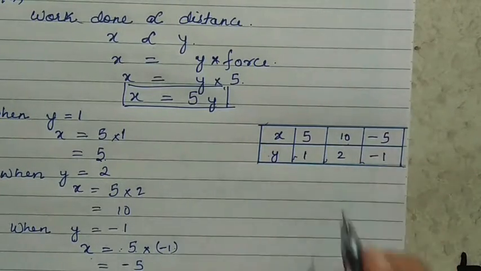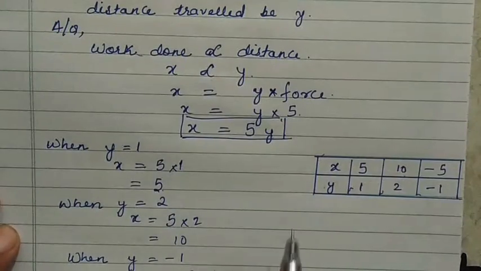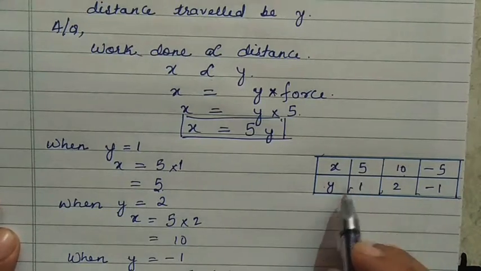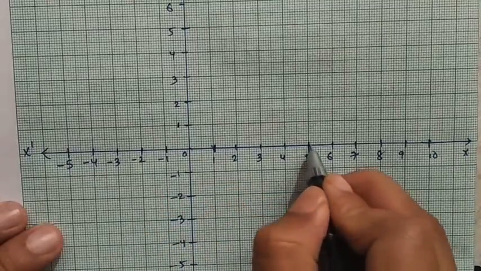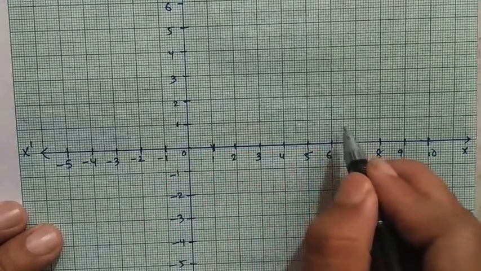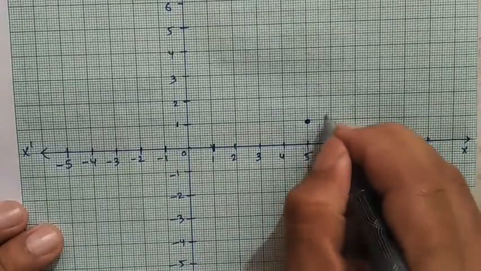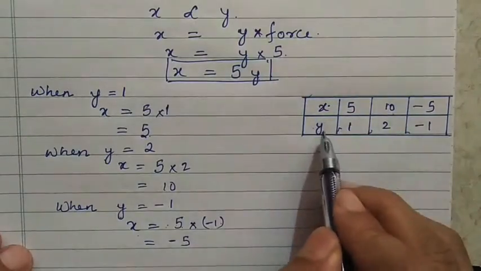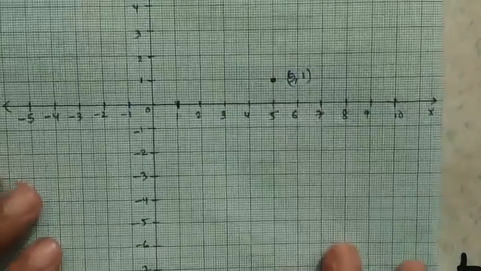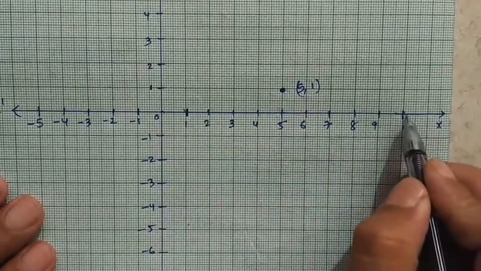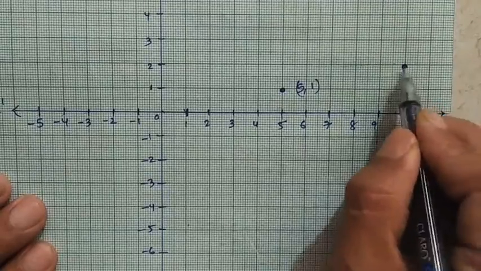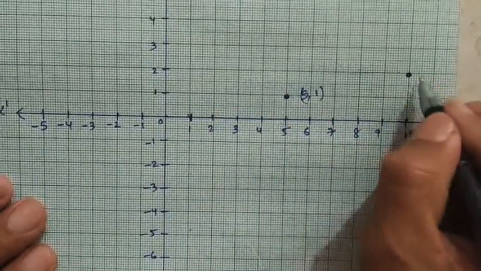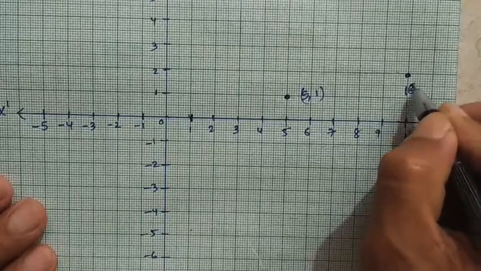So using these points we will plot the graph. On the graph, when x is equal to 5, y is 1. We are meeting this point. When x is 10, y is 2. We are meeting this point.